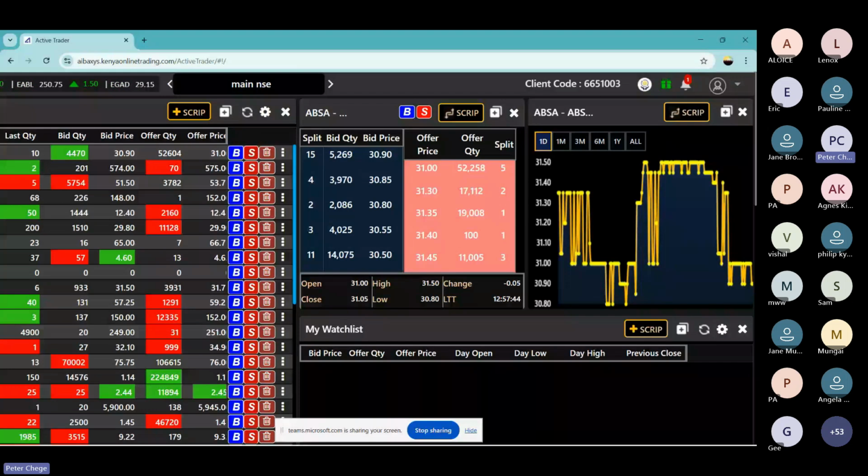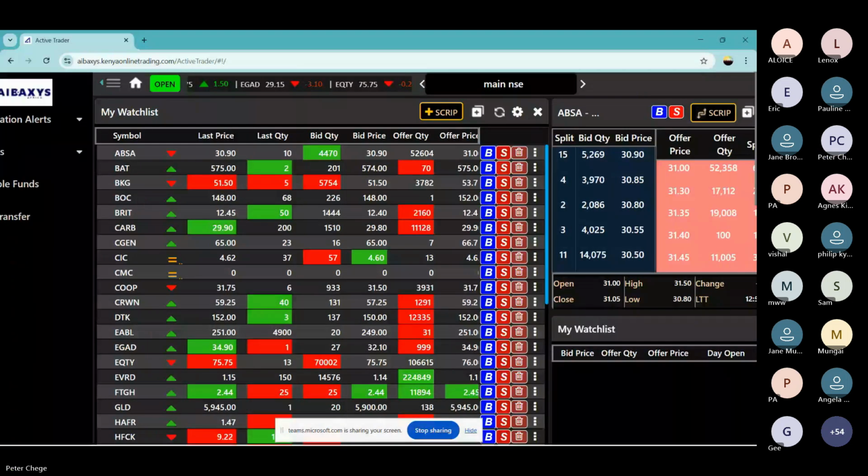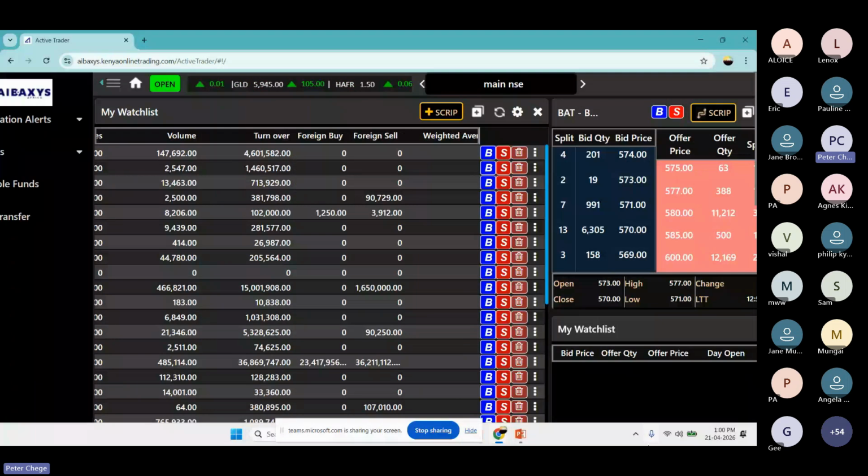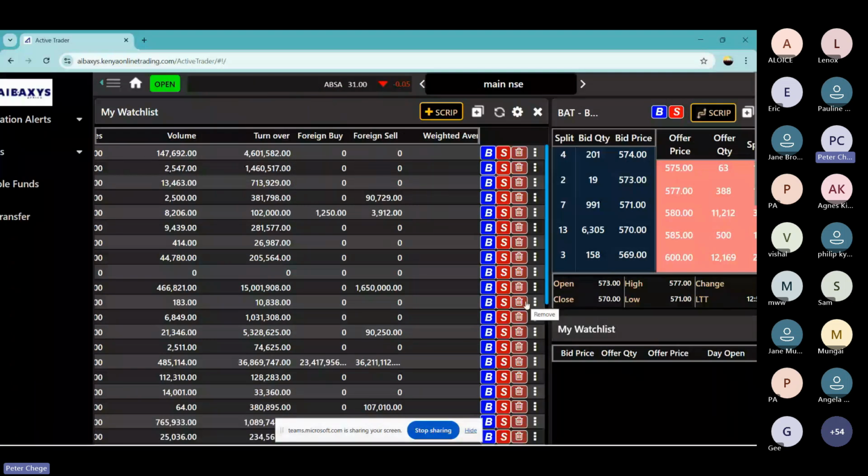Let's take BAT. BAT again, first scan on the side of foreigners. It is the second one on the queue. There are no foreigners even for ABSA, but it is still early, 1 p.m. Still early to say there are no foreigners because they can come ahead. But from morning to now, there are no foreigners on BAT and ABSA. That tells you it's the locals who are pushing this price.